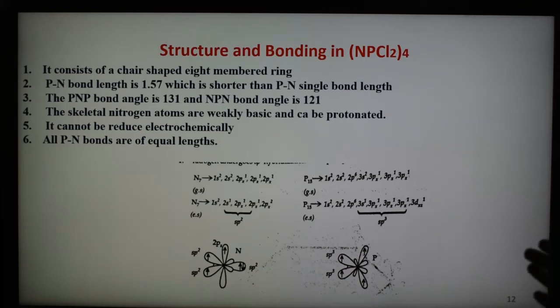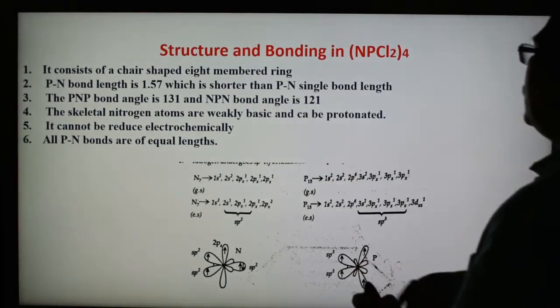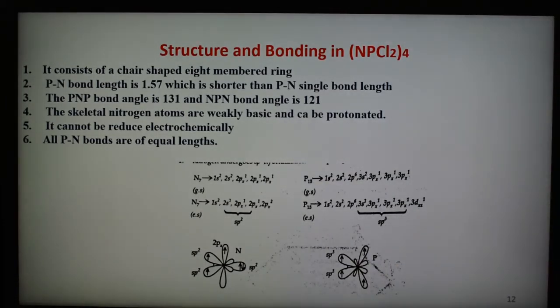The PNP bond angle is given as 131 and the NPN bond angle is 121, and the skeletal nitrogen atoms are weakly basic and can be protonated. It cannot be reduced electrochemically. All PN bonds are of equal length. On the basis of this, we can determine the structure of this tetrameric compound. In this case also, nitrogen undergoes sp2 hybridization while phosphorus undergoes sp3 hybridization.